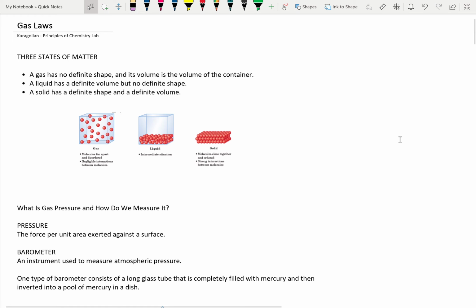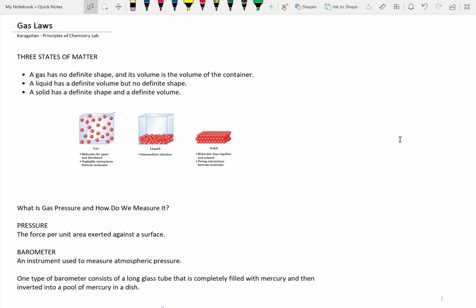This video is going to cover our Principles of Chemistry Lab gas law section. So we start off with three states of matter. We have gas, liquid, and solid. A gas has no definite shape, and its volume is the volume of the container. There's no interactions between the molecules. A liquid has definite volume but no shape, and solid has shape and it has volume.